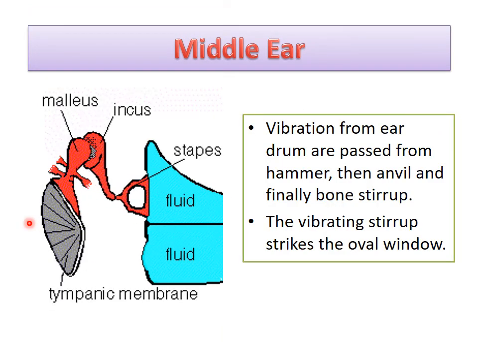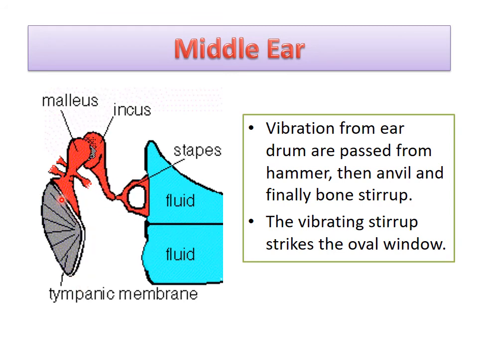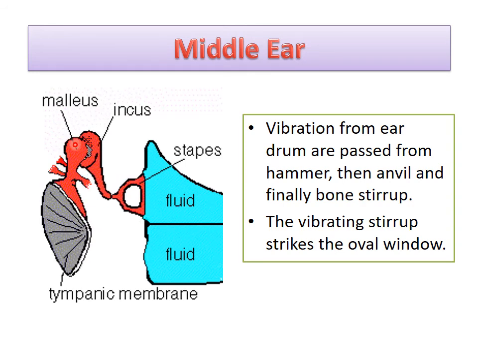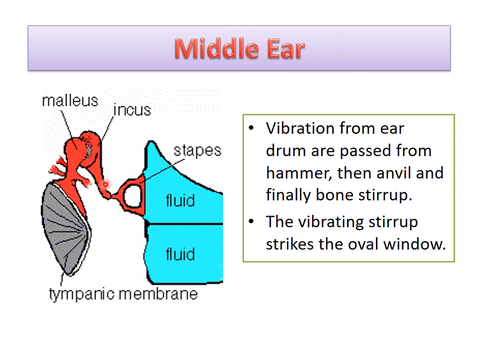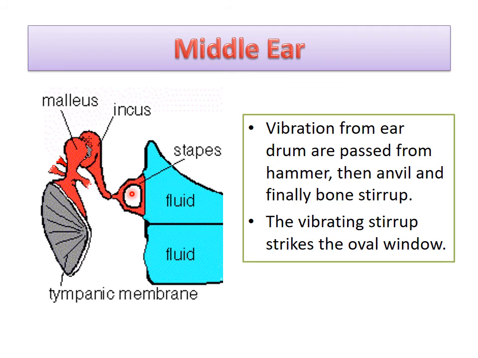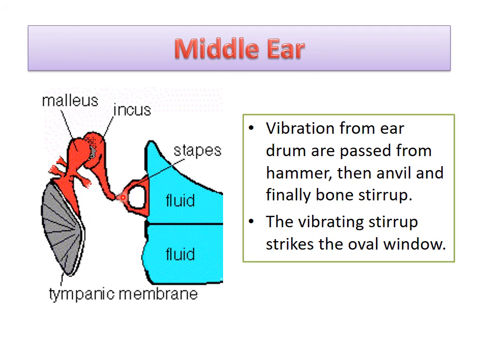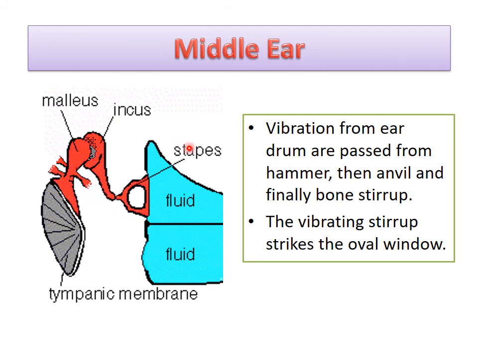So after understanding the various components of the middle ear, we'll now understand the functioning of the middle ear. The vibrations received from the membrane or the eardrum are transferred to the malleus or hammer. These vibrations are then transmitted to the anvil, and lastly, they are transferred to the stirrup. The vibrating stirrup strikes the oval window, which connects to the inner ear, that is, to the cochlea.